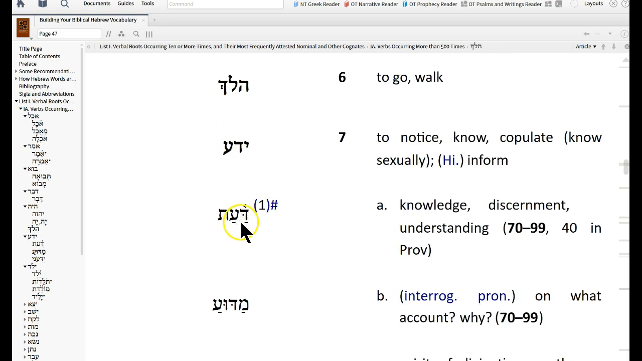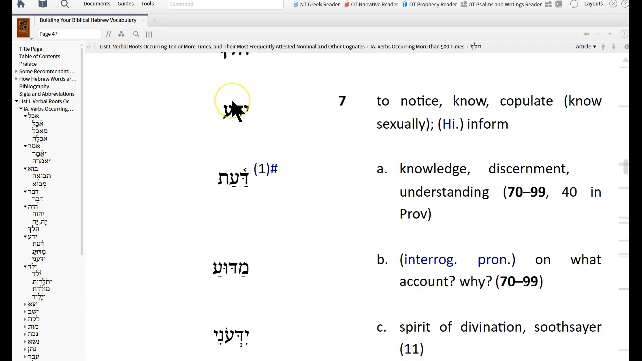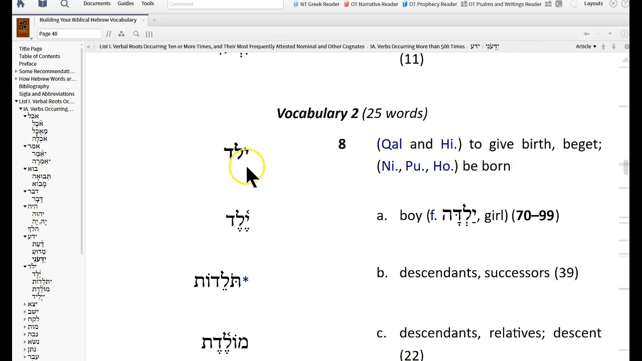And if this is know, can you see how this verb form, feminine verb form, da'at, is simply knowledge or understanding. Madua, you see the related root, this is the word why. Yid oni, kind of a knowing spirit. So if you memorize this one word, yada, you have a leg up to do all these others. Yalad is to give birth. A yeled is what is caused to give birth.